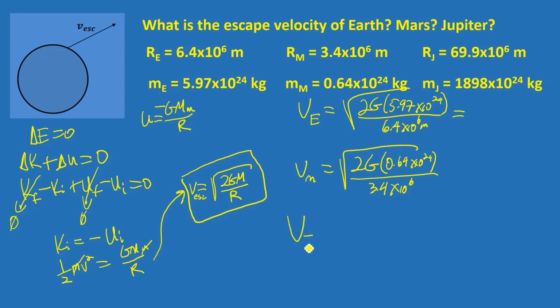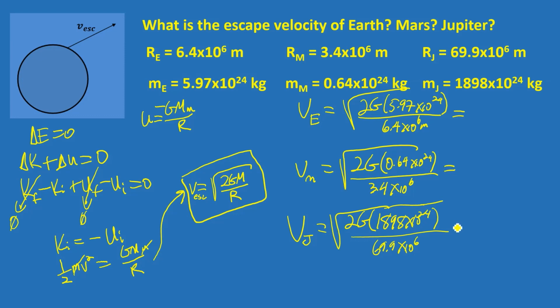And then lastly, escape velocity for Jupiter is what? It's the radical of 2G. And my mass, it's super massive. Jupiter is huge. It's almost a star. Times 10 to the 24th. And so you can see that relative to Earth, right? Earth is 6 times 10 to the 24th. Jupiter is 1900 times 10 to the 24th. So it is super massive compared to Earth. And then the radius is also rather large, 69.9 times 10 to the 6 for my radius. Okay, I'm going to go ahead and calculate each of these and see what our escape velocities are.